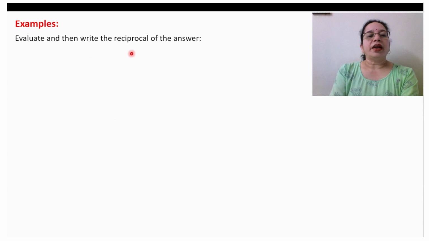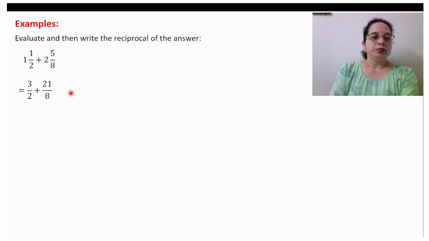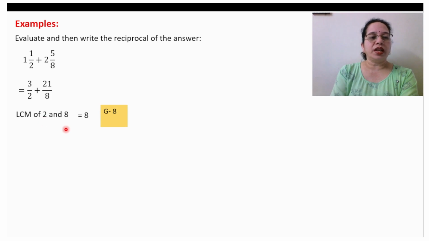Evaluate and then write the reciprocal of the answer. So here the question is from addition. Mixed fraction is given, so convert into improper fraction. 2 ones are 2 plus 1, 3 by 2. 8 twos are 16, 16 plus 5 is 21 by 8. Denominators are different. Take the LCM of 2 and 8. 8 is the greater number. Recite table of 8. 8 ones are 8. 8 comes in table of 2, so the LCM is 8.